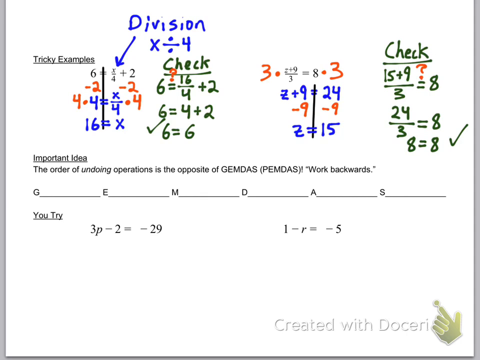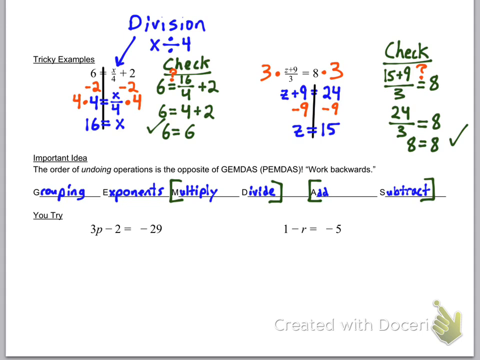So let's just remember our order of operations. In my class I teach GEMDOS. Some of you may have heard PEMDOS before. So GEMDOS means grouping, that can include parentheses, which is the P in PEMDOS. E is exponents, M is multiplication or multiply, D is divide, A is add, and S is subtract. And really we should have brackets around the M and the D because they go together. It's really whichever one happens first. And then the A and the S also should go together, addition or subtraction, whichever one happens first on the left.